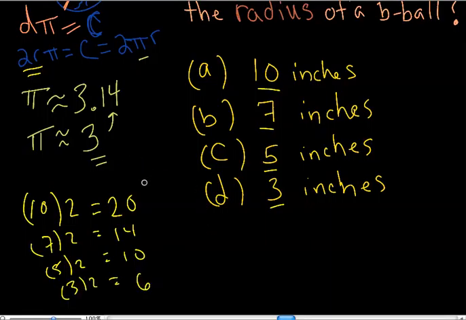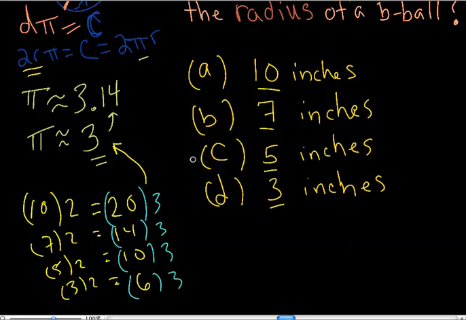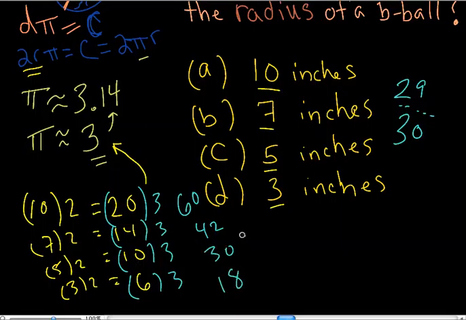Now, since we're using 3 for pi, we're going to times all these numbers by 3. And I'll do that in this color here. Multiply that by 3, multiply that by 3, multiply that by 3, and multiply that by 3. And then we're going to figure out which one comes closer to the magic numbers we're looking for, 29 or 30. It says it's going to be somewhere in between there, something like 29 and a half. And when we do that, we get, for the first one, 60, second one, 42, for the third one, 30, and the last one, 18. So for the one that we use 5 on, that's the answer.